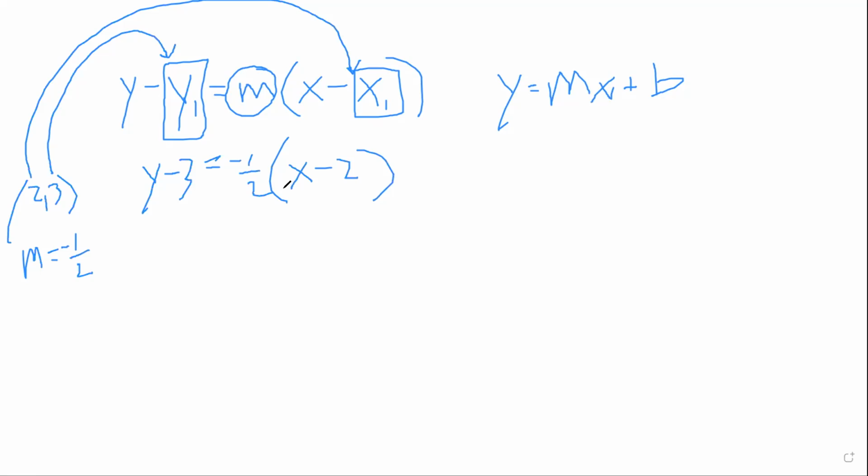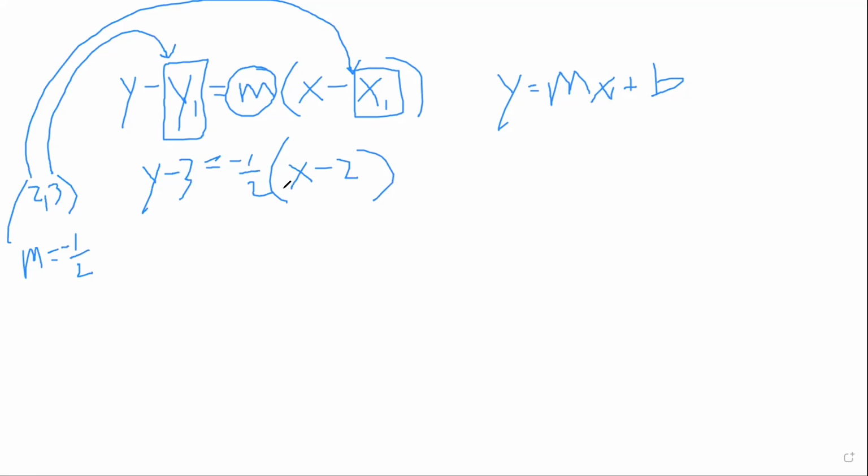What do you mean combine? I don't see any like terms. I see a y, I see some integers, I see an x. Where do you see like terms? The 2's inside a parenthesis. I heard somebody out there say multiply. That's absolutely where you're going to start.